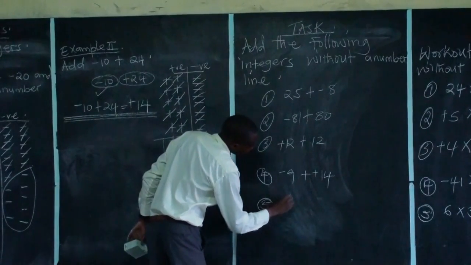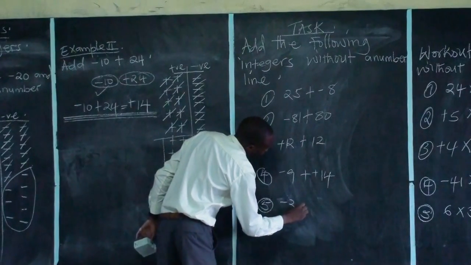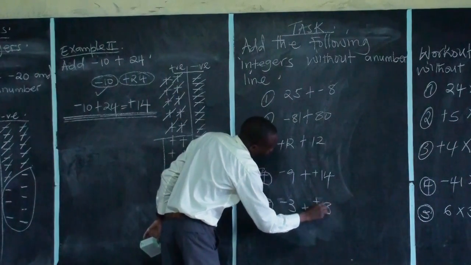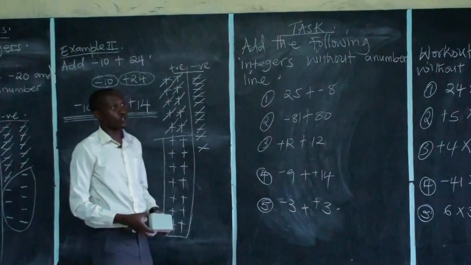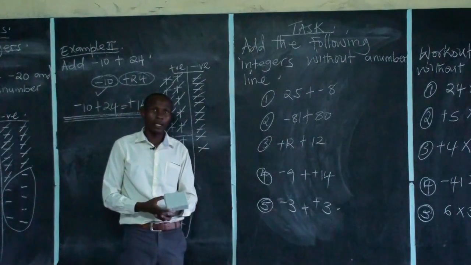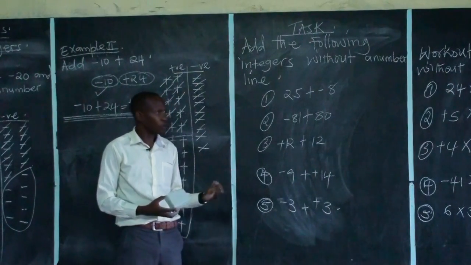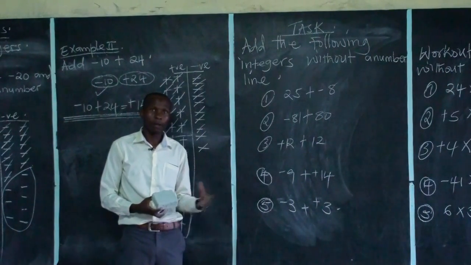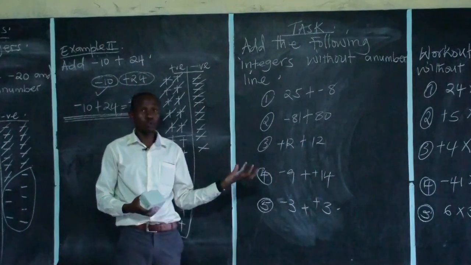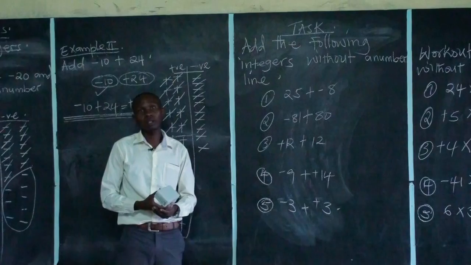Lastly, number 5, negative 3 plus positive 3. Work out this and you'll be updated on what next. Work out, if there is any challenge, definitely you'll forward it and we'll see what we have to do.